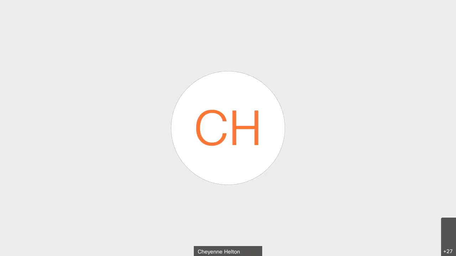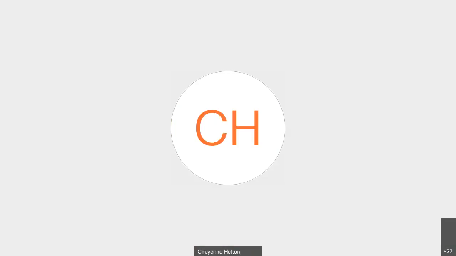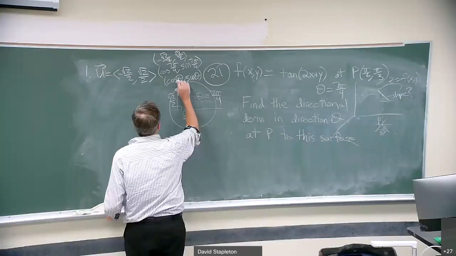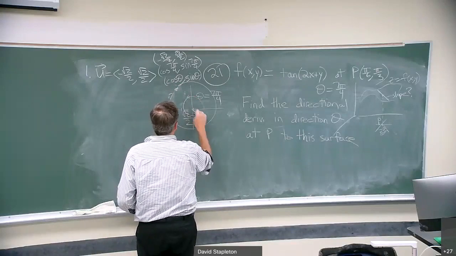Isn't 7 pi over 4 in the other quadrant though? Isn't it in the fourth one? Oh golly, I drew it in the wrong quadrant. I was thinking 3 pi over 4. Yeah, thank you. Just testing you, of course. Yeah, 7 pi over 4.